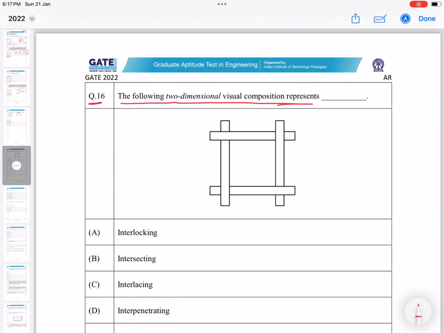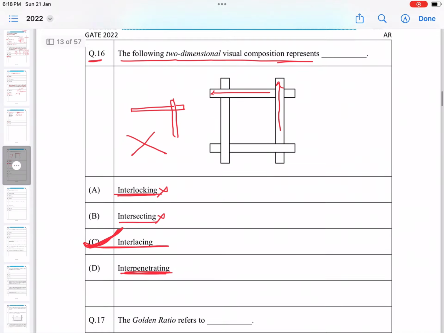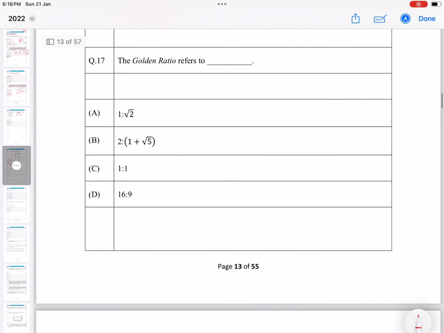Question number 16. The following two-dimensional visual composition represents... So this composition goes like this, and this upper part is coming like this. So it represents a lacing composition. This is an interlacing composition, not an interlocking composition, not intersecting. Intersecting could be like this, and not interpenetrating. So the answer is interlacing. Interlacing is the correct answer here.